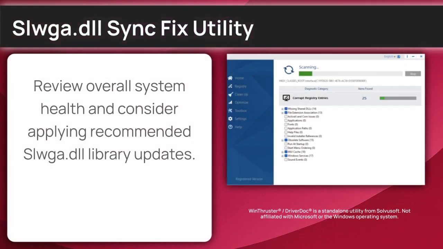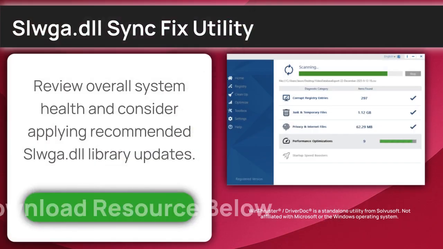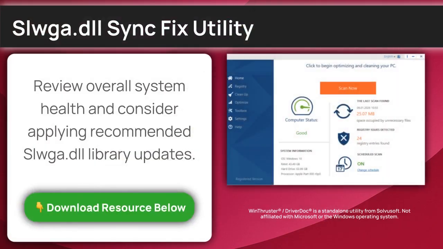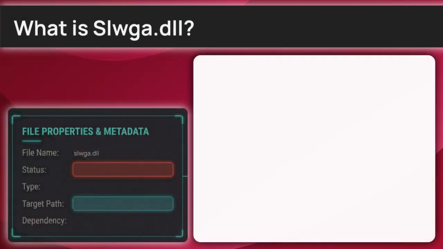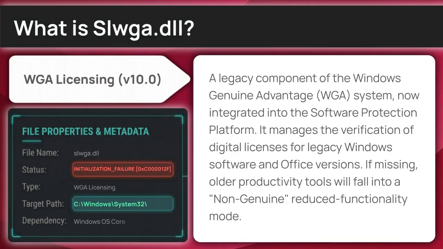To kick off the software licensing Windows Genuine Advantage guide, I've provided an official resource for maintaining a healthy and synchronized workstation. This is the Software Licensing Windows Genuine Advantage, a legacy component of the Windows Genuine Advantage WGA system, now integrated into the software protection platform. It manages the verification of digital licenses for legacy Windows software and Office versions. If missing, older productivity tools will fall into a non-genuine reduced functionality mode.